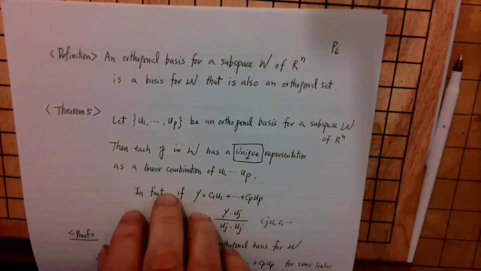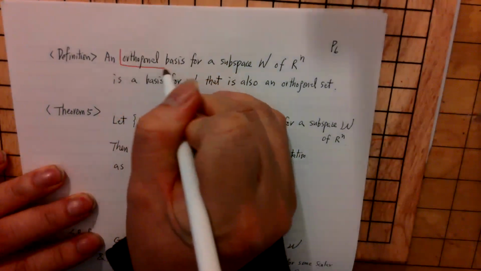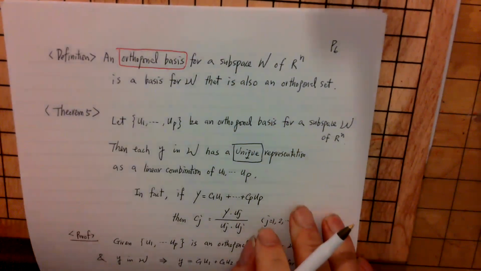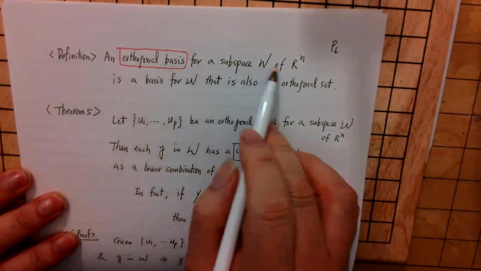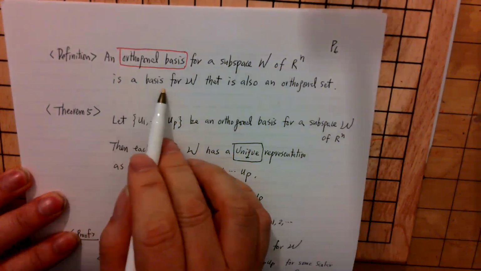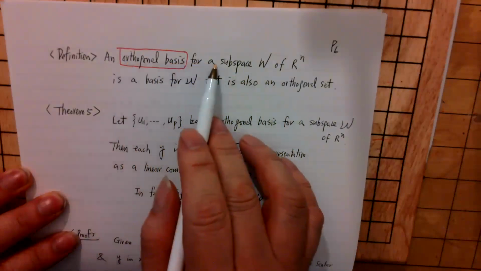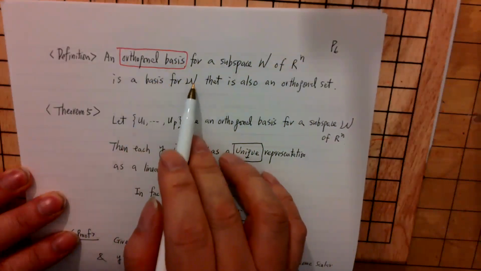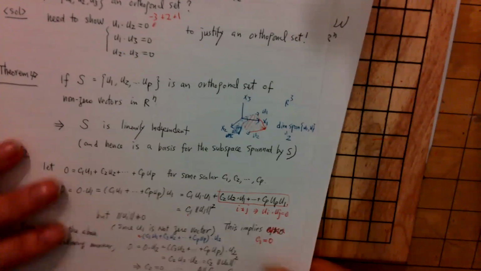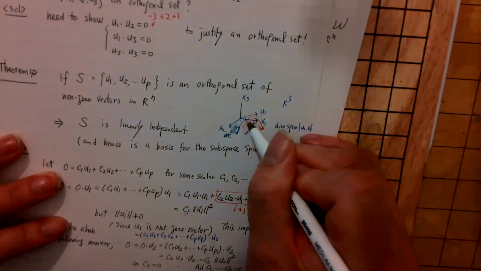What do we mean by an orthogonal basis? An orthogonal basis for a subspace W of Rn is a basis for what? For W. So in my previous picture here, this plane, you can consider the plane as the W plane.